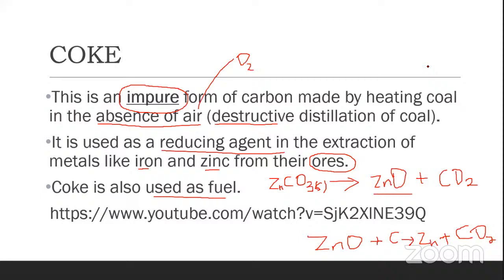I'm seeing a hand. Yes, Shami, yes, please. Does impure mean that coke contains a variety of substances in it? Yeah, it contains other impurities. Examples of them: sulfur dioxide.